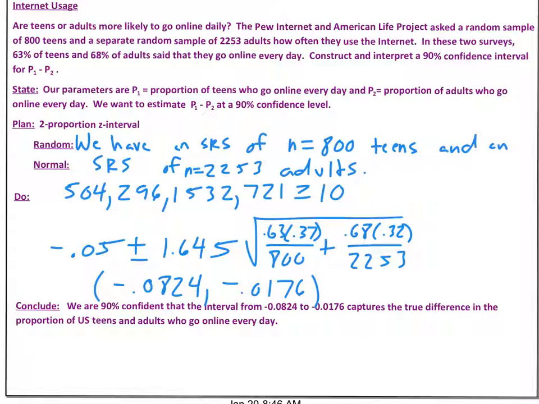Notice that both endpoints are negative, which with the way we ordered it, that means that adults are going online for work at a higher rate. Okay? What the interval would tell us, though, is that's number one, because it's all negative. Not only are adults going online at a higher rate, we think it's somewhere between 1.7 and 8.2% higher than it is for teens.